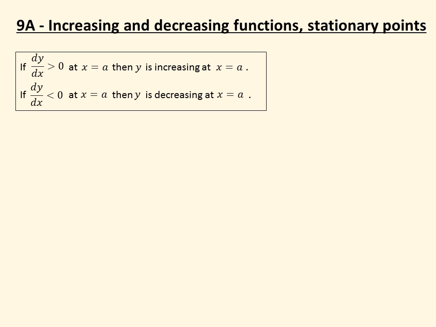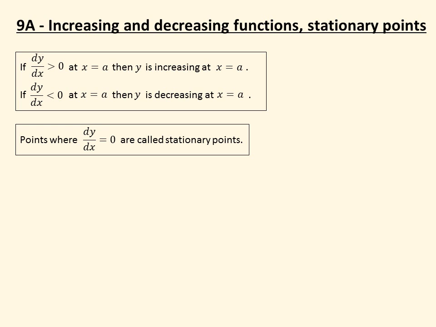And a decreasing function is where dy/dx is negative. The rate of change of y is negative, so it's decreasing. The special case where the derivative is 0 are called stationary points. There's no rate of change. The function is stationary.